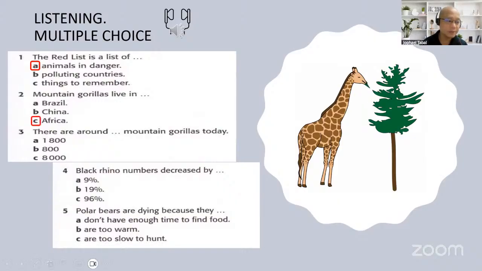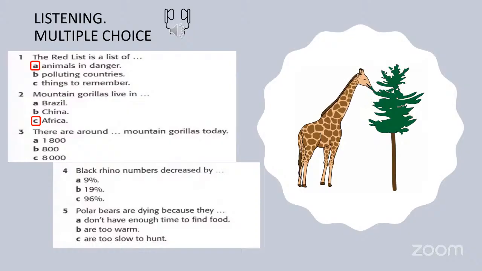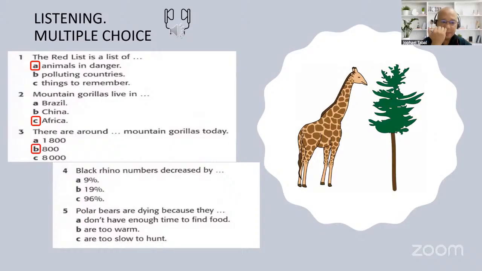Number 3, what's your answer? Number 3 is I choose A. Okay, that's 800. How about number 4? Number 4, C. Yes, and number 5? C. Okay, yes, here they don't have enough time to find food.